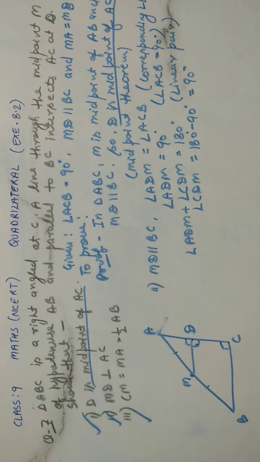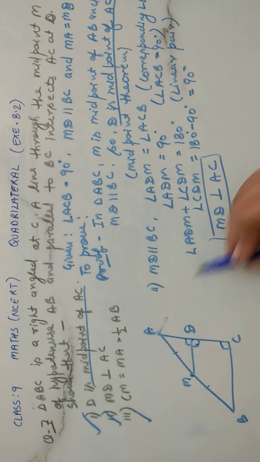What can we conclude from here? This is 90, this is also 90. So what can you conclude? That MD is perpendicular to AC. Okay, so here we have proved our second term.